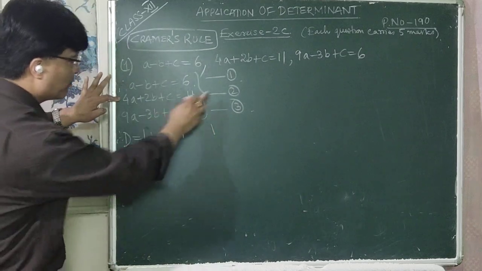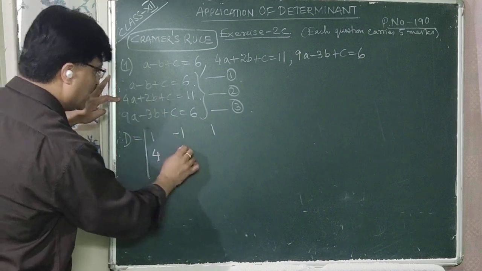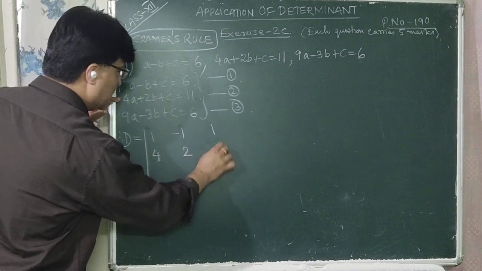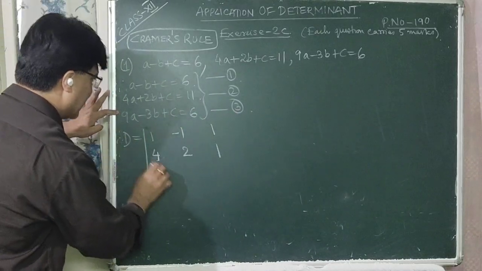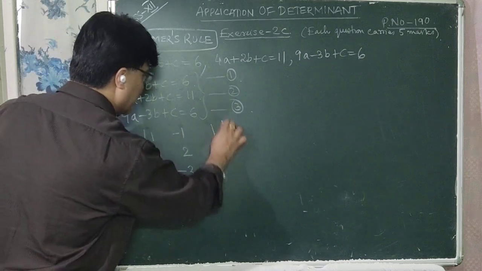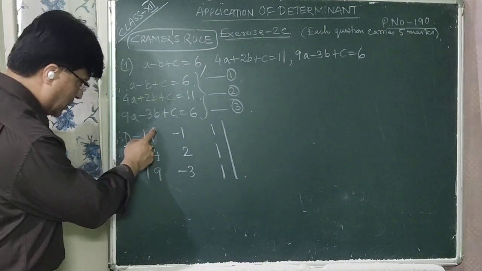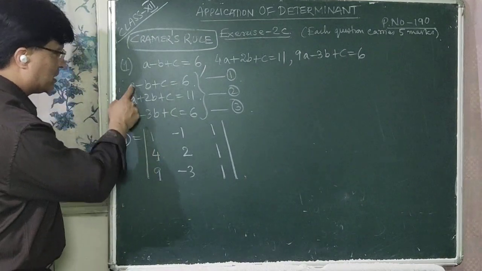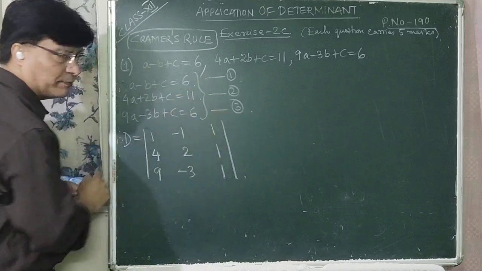What is the second row? In equation 2, what is the coefficient of a? 4. What is the coefficient of b? 2. What is the coefficient of c? 1. In equation 3, what is the coefficient of a? 9. What is the coefficient of b? Minus 3. What is the coefficient of c? 1. Is that clear? So this is the first column, and these are the coefficients of a from all these equations 1, 2 and 3.